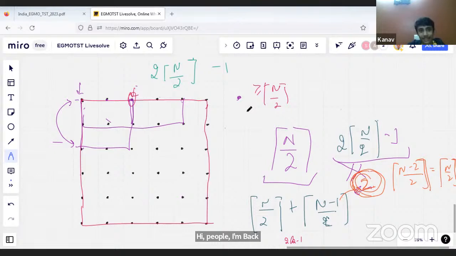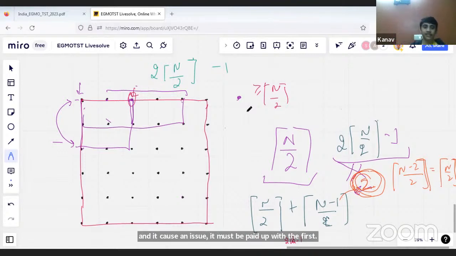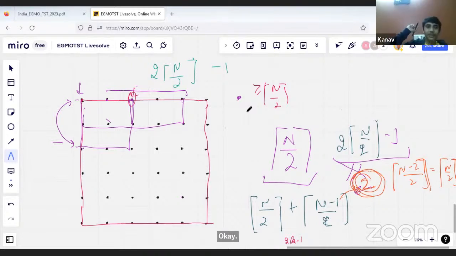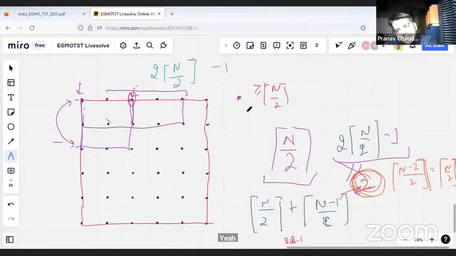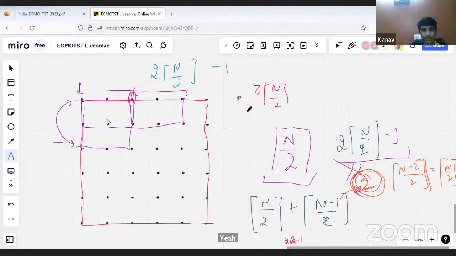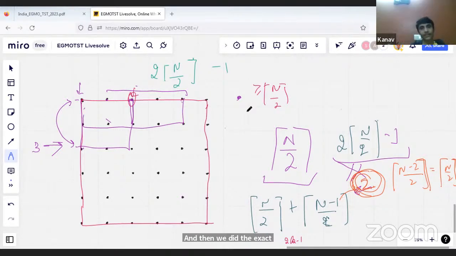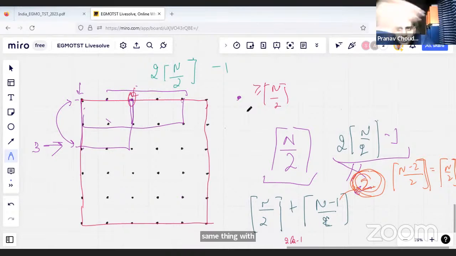So we will do this except for the endpoints. If stuff are paired off, good. If something is not paired off and it caused an issue, it must be paired off with the first column. Right? No, I don't understand what you mean. Okay. So first pair of rows. Fine. So first column is paired off, say, with this row. First row is paired with this row. Third row. Okay. And then we do the exact same thing with columns except for the endpoints. Except for the endpoints. Yes.